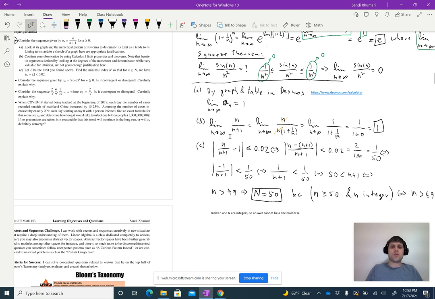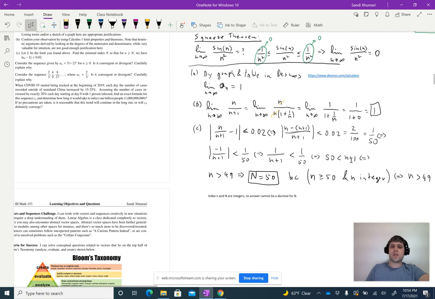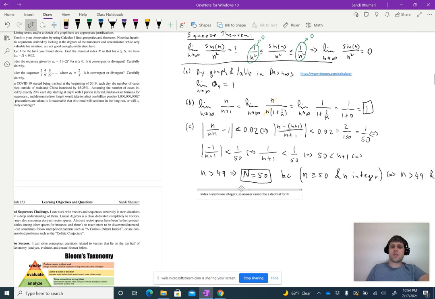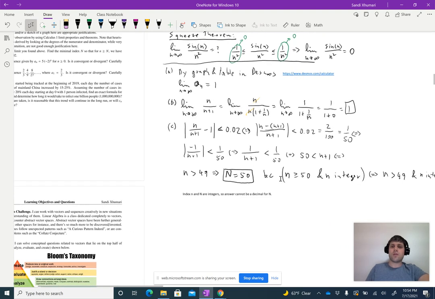And lastly, we need to do a little algebra to figure out this inequality involving absolute values. So after we find the common denominator and subtract the numerators here, we get the absolute value of negative 1 over n plus 1. And n is always greater than or equal to 0, so n plus 1 will always be positive. The absolute value of negative 1 is 1, and 0.02 is the same as 1 over 50. Doing a little bit of rearrangement here, we get n is greater than 49, so capital N is 50.